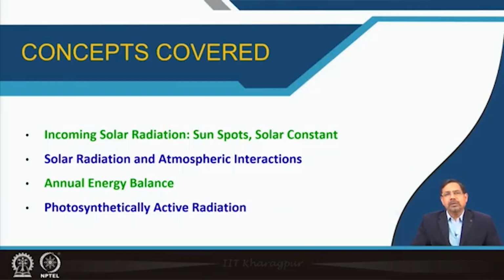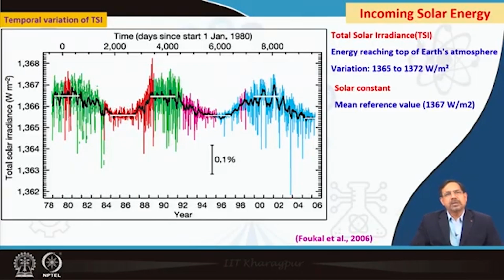And then we will try to understand how they are related to, or control, regulate, or are attributed to climate change. So, let us try to understand it. The first one is with respect to the total solar irradiance. Sometimes we abbreviate it as TSI.